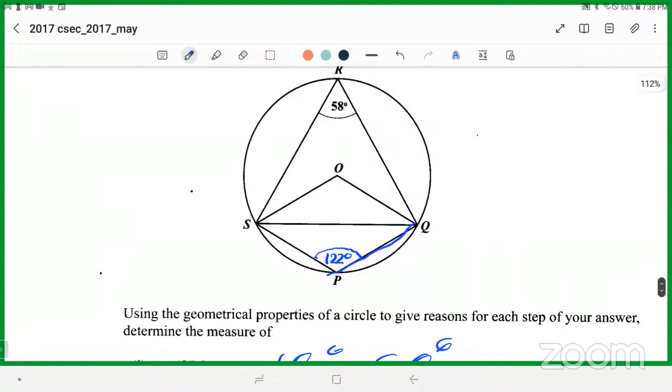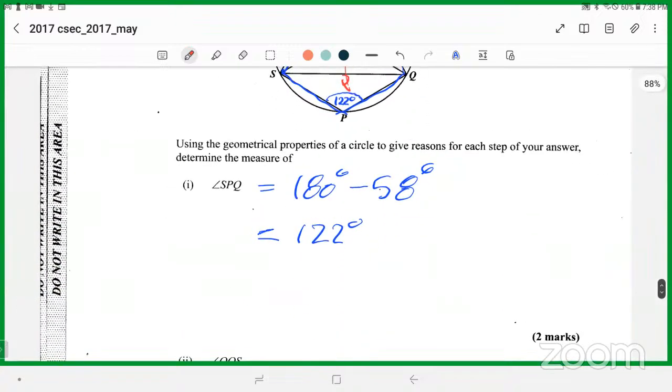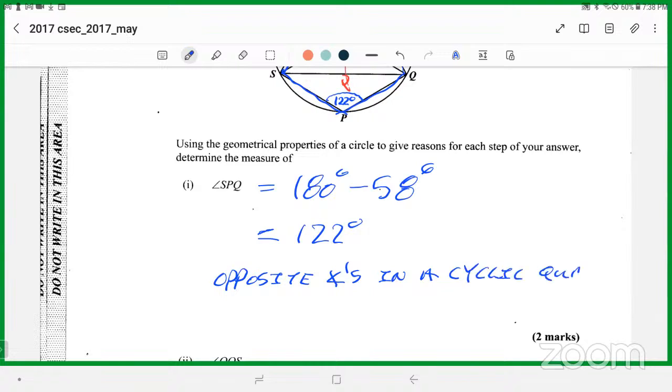Because this is a cyclic quadrilateral, guys, it means that these two opposite angles add up to 180 degrees. They are supplementary. All right? Let's write the reason. Let's write it. See here: opposite angles in a cyclic quad are supplementary.